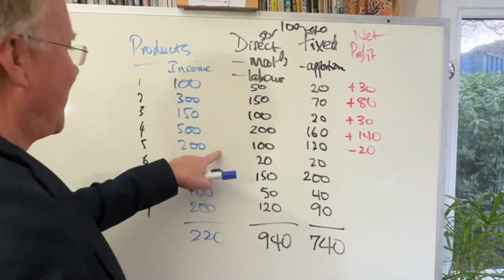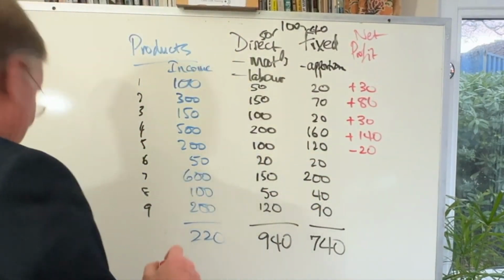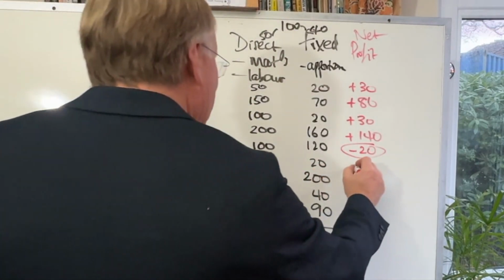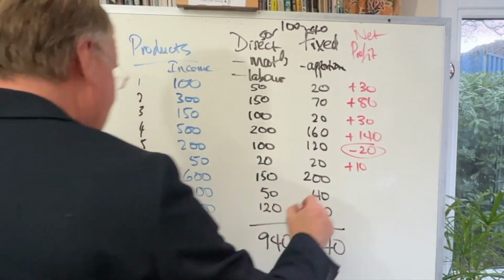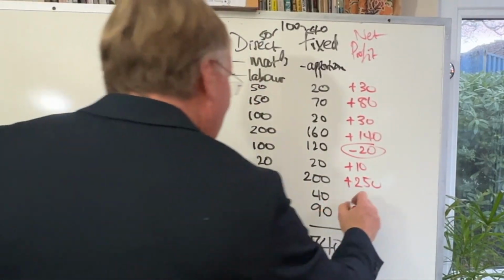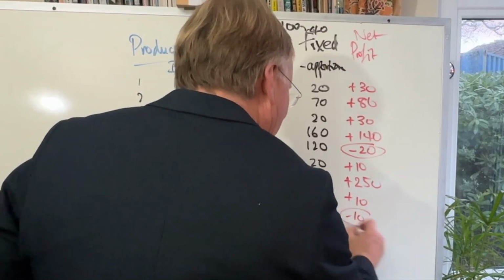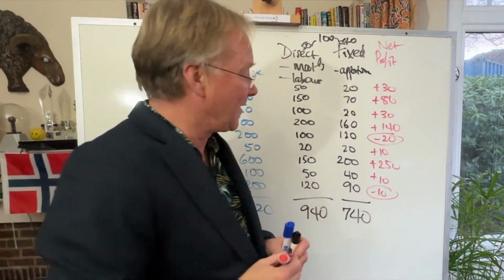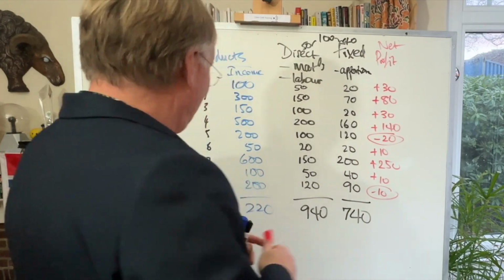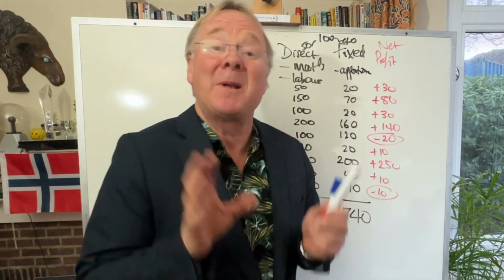Oh dear, this one has lost 20. You can see we had 200 coming in, but our costs have been 100 and 120, which is 220. So we've lost money on that one. And then this one's made plus 10, plus 250. That's where most of our profits come from. Plus 10. And this final one, minus 10, we've lost money. So already we've identified 2 money-losing product lines, and we've got to ask ourselves, do we want to carry on doing numbers 5 and numbers 9?